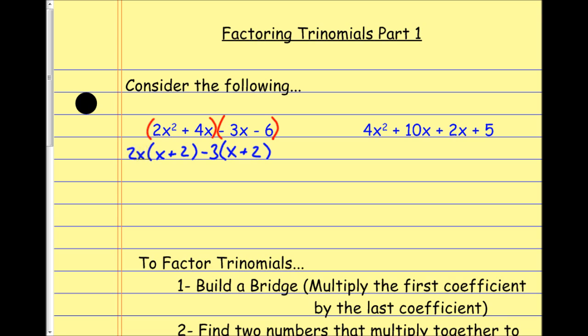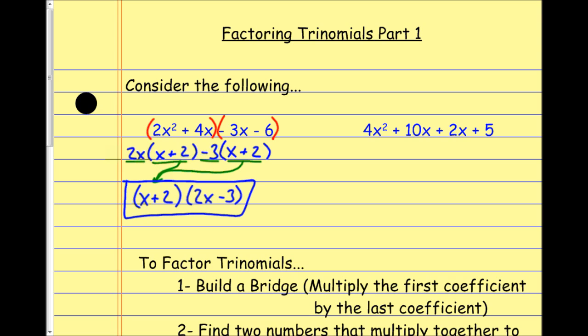And now I see a common polynomial of x plus 2, so I rewrite that common polynomial in one location. And when I rewrite that, if I take away those x plus 2's, I'm left with a 2x and a minus 3. So my other factor is a 2x and a minus 3. Okay?